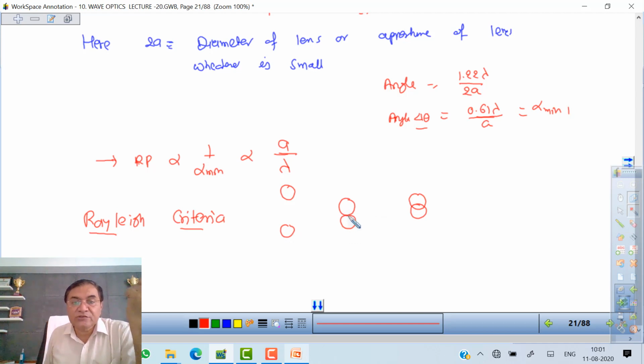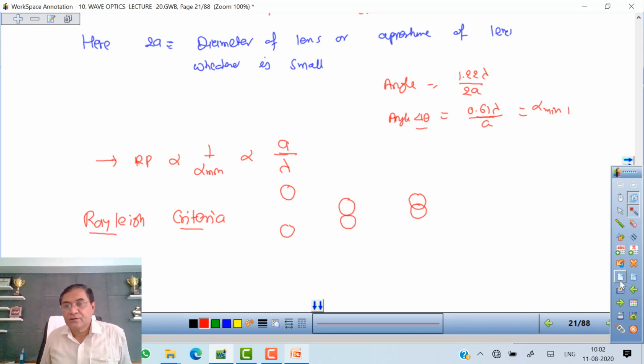So if the central maxima are just touched, or at a greater distance, you can see two separate images, and if they are too close, you cannot see it. Okay, so this is one.